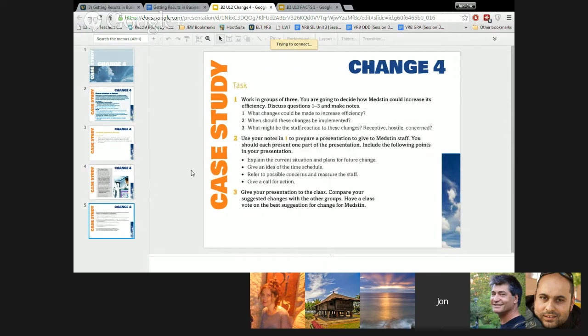There we go. So, you had to prepare a presentation, which you can see in part 2, to give to the Medstin staff. You should each prepare one part of the presentation, including the following points: give the current situation and plans for the future, an idea of the schedule, refer to possible concerns, and give a call for action. And all of that language was summarized in the map.